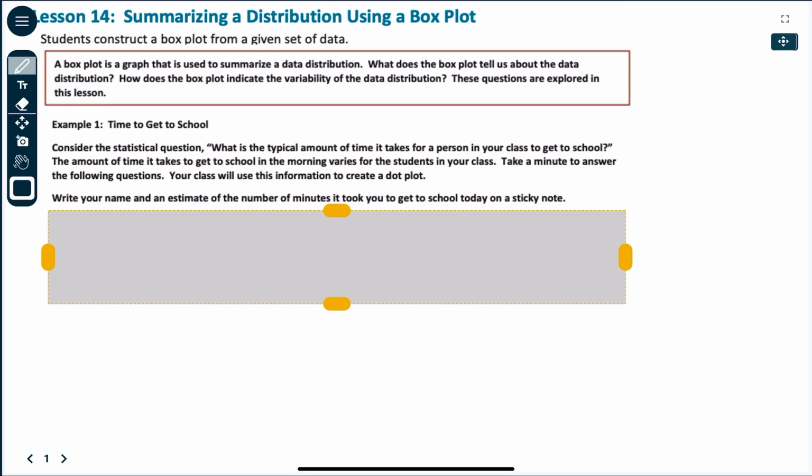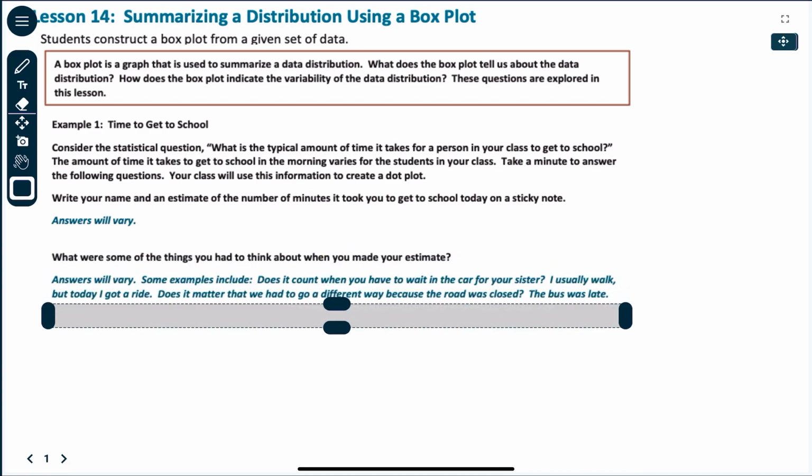Example 1, time to get to school. Considering the statistical question, what is the typical amount of time it takes for a person in your class to get to school? The amount of time it takes to get to school in the morning varies for the students in your class. Take a minute to answer the following questions. Your class will use this information to create a dot plot. Now, we're not necessarily going to do that. We're just going to work on this.